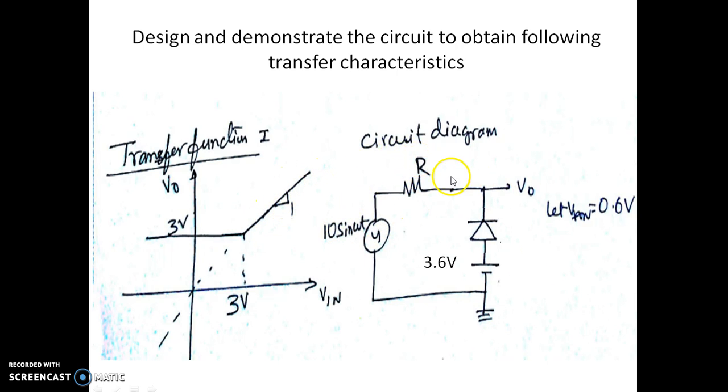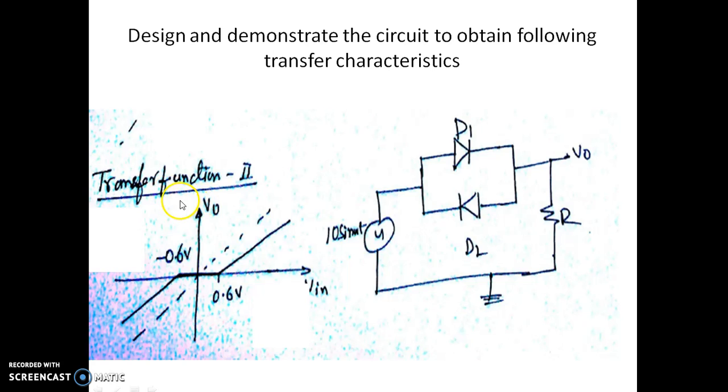This is the corresponding circuit diagram which can give this transfer characteristic. So no need to explain the working of this one. Since we are assuming a diode drop of 0.6, this battery should have a voltage of 3.6, so that 3.6 minus 0.6 happens to be 3 volts when the diode is conducting.